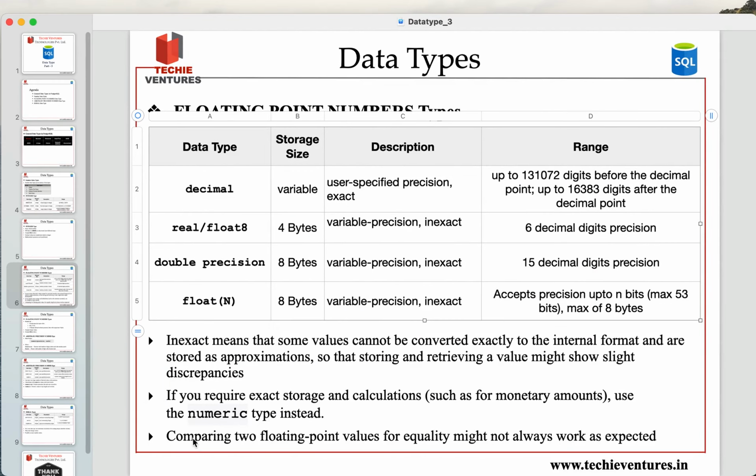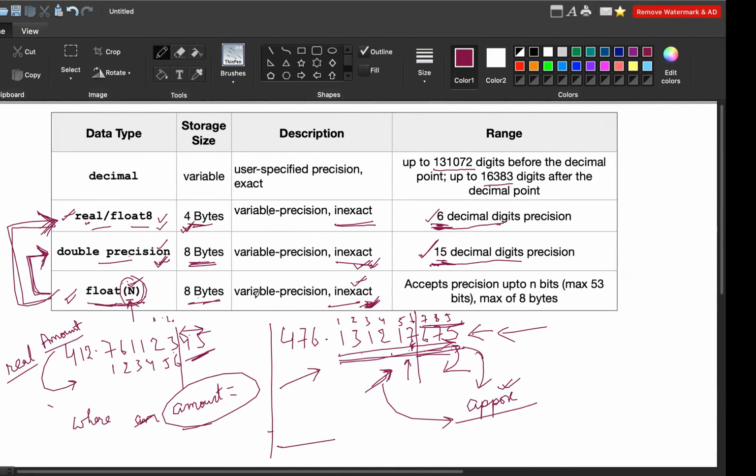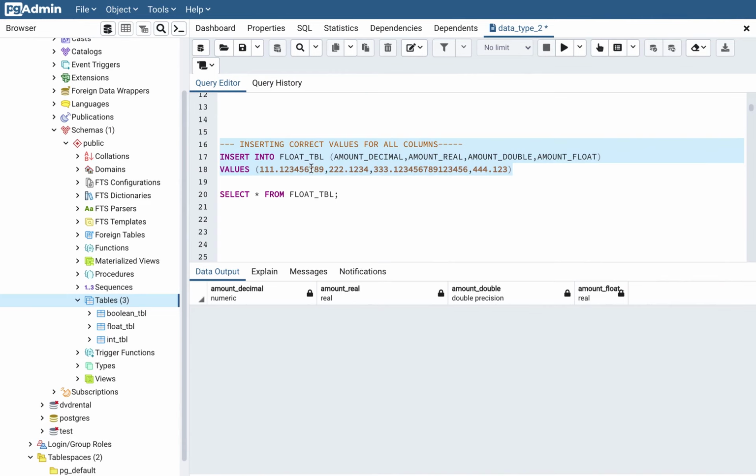I have already explained here that if you want to store the value as an exact value, then you should not be using real, double or float. Then you should switch to the numeric data type. So definitely this will store exact values.